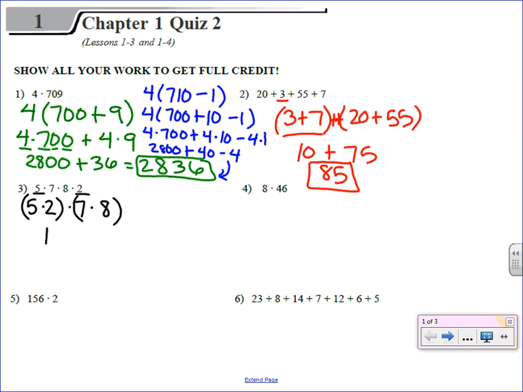That's just a regular math fact. So 5 times 2 is 10, 7 times 8 is 56, and the reason that I wanted to do them in that order rather than 5 times 2 times 7 times 8 is now 10 times 56 is super easy. All I do is take the 0 and put it at the end of 56, and I have 560.